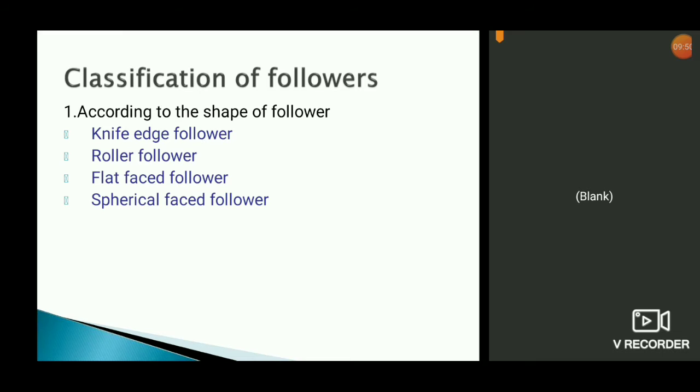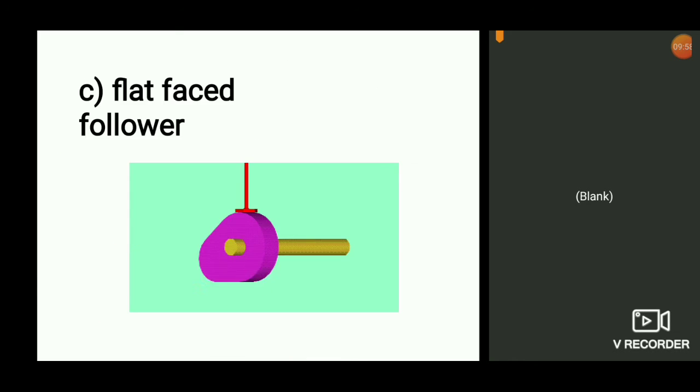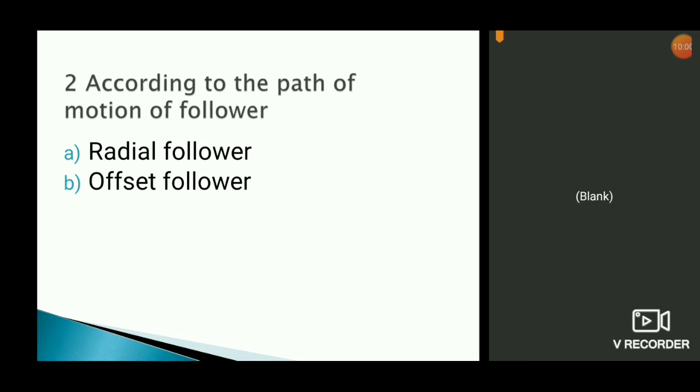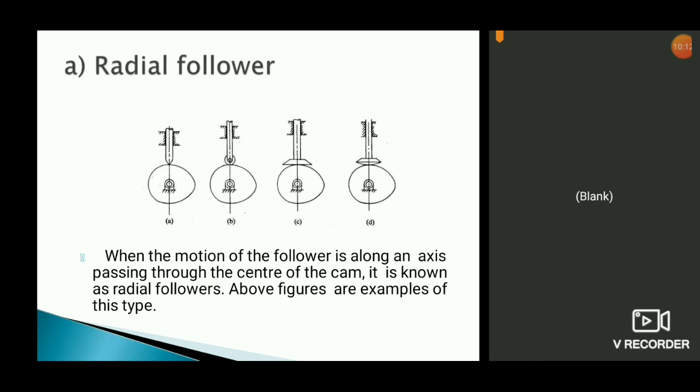According to the shape of the follower, it is knife edge, roller shape, or flat faced, and spherical shape. That is one category. And the second category is based on the path, how the follower is moving, the path of the follower. Again, you can classify into two types. One is radial follower and the second type is offset follower. So from the name, you may be clear what is radial and what is offset.